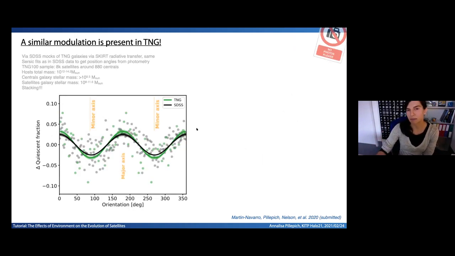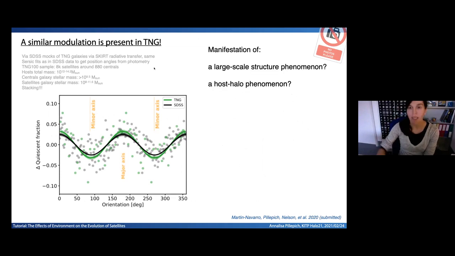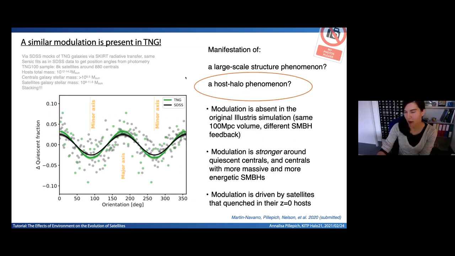And we have the same in TNG. Also in TNG, we have an anisotropic modulation for which the quench fraction of satellites is a little lower along the minor axis of their central. And so in TNG, we could go and ask, is this a manifestation of a large scale phenomenon or a whole stellar phenomenon? And we really think it's a whole stellar phenomenon because we don't find the same modulation in Illustris, which has the same large scale structure as TNG, but different feedback. The modulation in TNG is stronger around quiescent galaxies and around centrals with more massive and more energetic supermassive black holes. And the modulation is certainly driven by galaxies which quench in the redshift zero host.